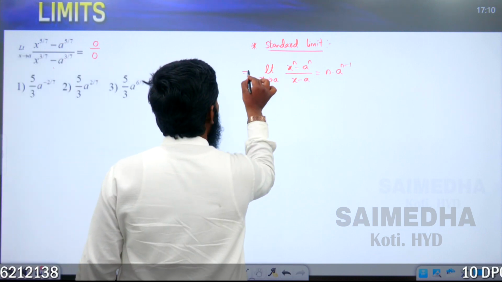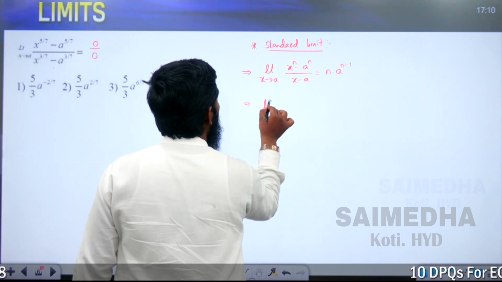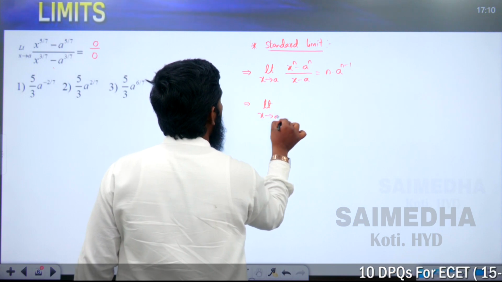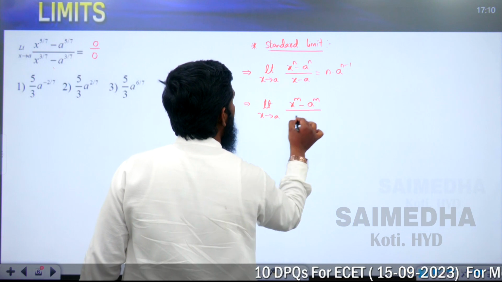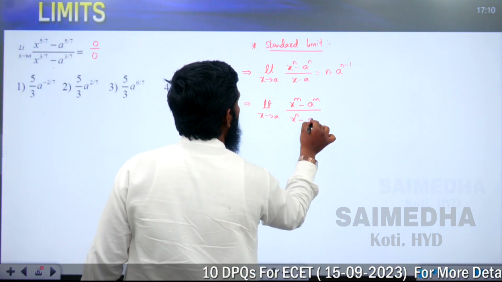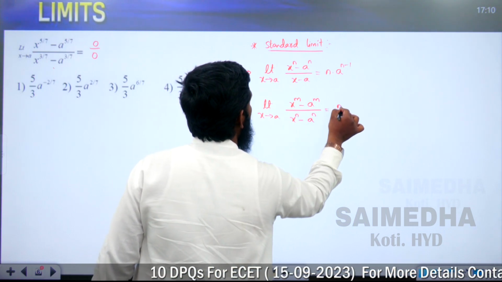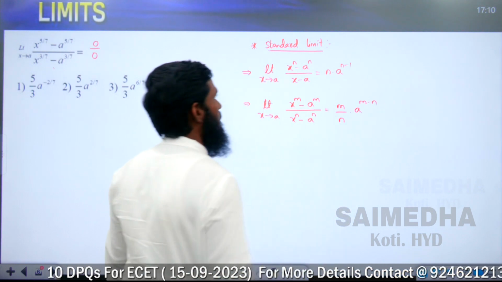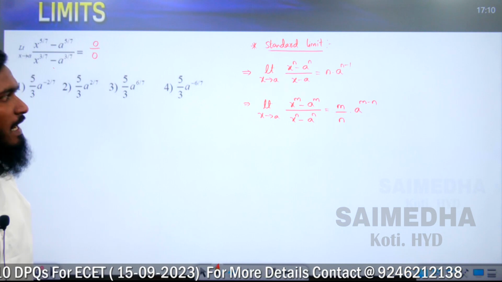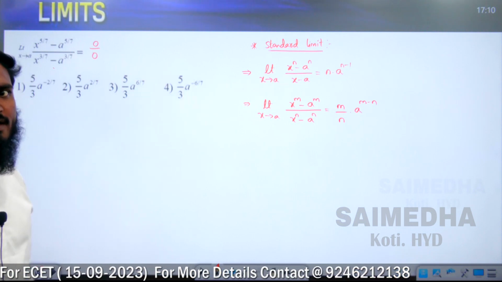Similarly, if we have limit x tends to a, (x^m - a^m) divided by (x^n - a^n), then it is equal to m by n into a^(m-n). Okay, so these are the two standard limits we have. By using this, we can directly write the answers.